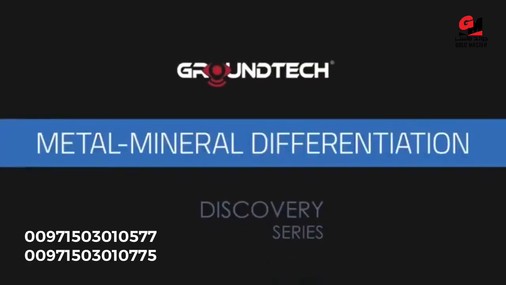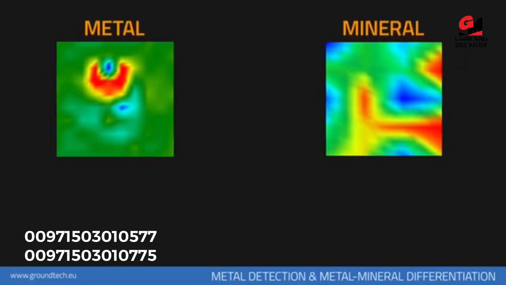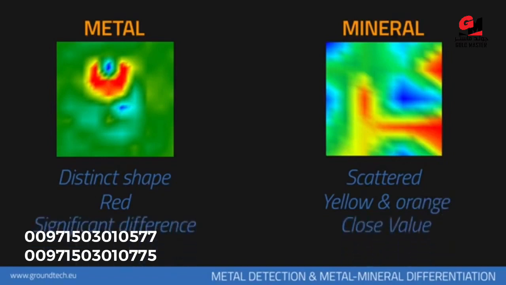Metal detection and metal-mineral differentiation. Metallic objects have a distinct shape, while minerals usually have a messy and scattered appearance. Metallic objects have red color. Mineral substances are usually yellow and orange. The most important property of metallic objects that distinguishes them from minerals is that there is a significant numerical difference between them and soil in the collected data.